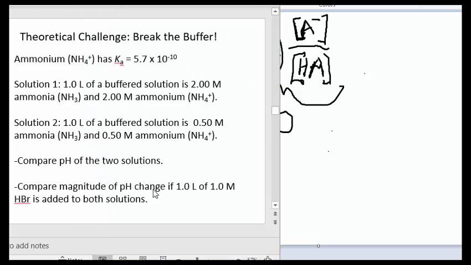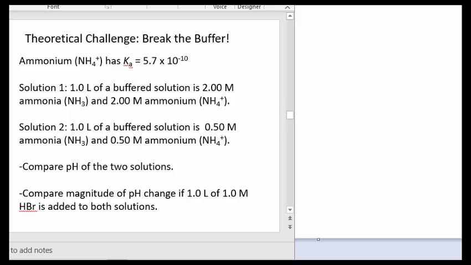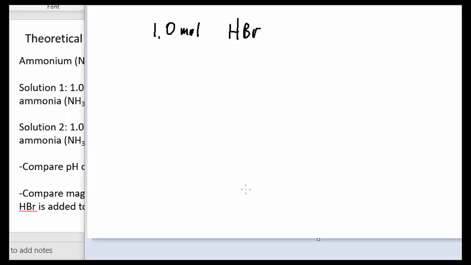Alright, so now what we have to do is add 1 liter of 1 molar strong acid to both solutions. And something to notice is that we have exactly 1 liter of these solutions, so in that unique circumstance, we can say that the molarity is also the number of moles. So we're effectively adding 1 mole of hydrobromic acid.